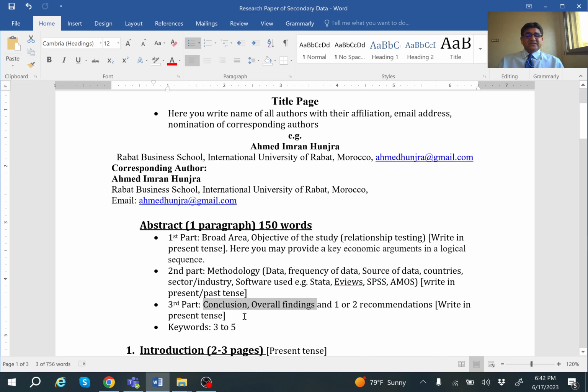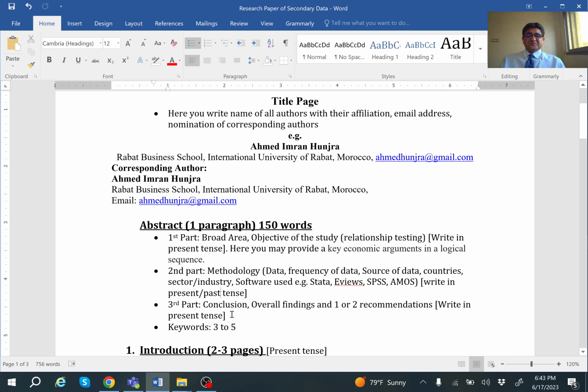So it will be a combination of three parts, in one paragraph, and the length of the paragraph should be not more than 150 words; keep it between 100 and 150. A few journals give us space for 100 words, a few consider 150 words. So keep it between 100 to 150 words.